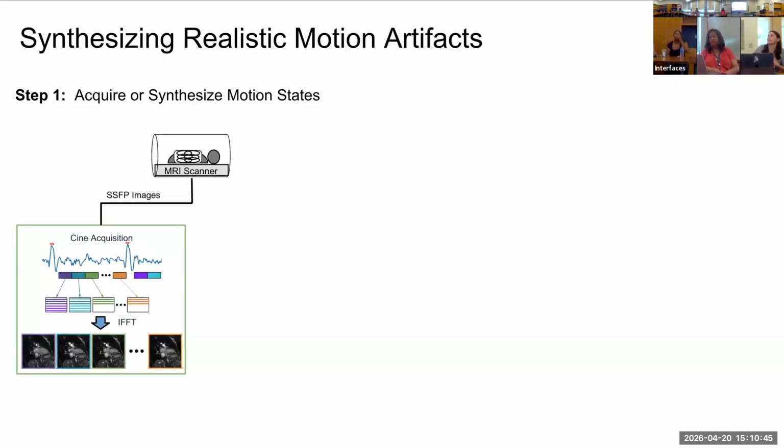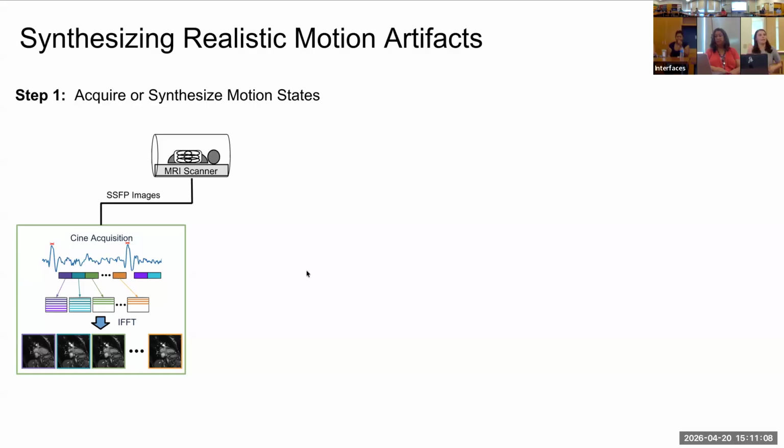So how are we doing this? Well, first, we need different motion states. To make this motion corrupted image, I first need the artifact-free motion states. There are two ways we do that. One is a type of scan in MRI called a cine acquisition. MRI, as I mentioned briefly, is collected in K-space, or the Fourier transform. So think frequencies of an image, not the actual pixels, but the frequencies.